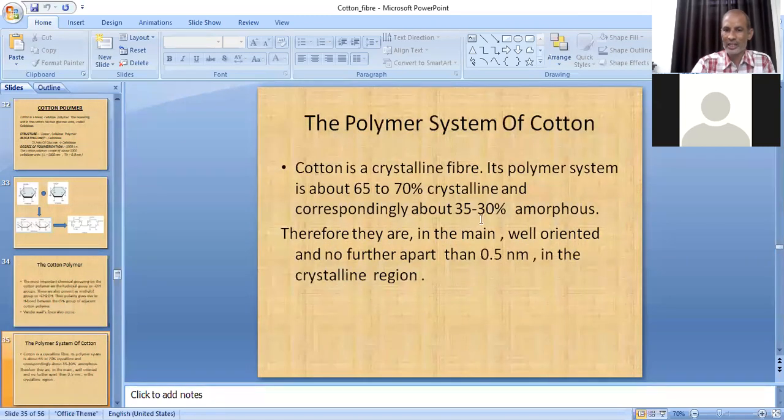30 to 35% amorphous regions are there. So these polar groups attract water molecules, and these water molecules penetrate into the amorphous regions, and due to this cotton fiber has good moisture regain, which we will cover when we take the physical and chemical properties. So these 4 slides are very important. Try to remember and understand them, because this will be used again and again whenever we take the properties of the cotton fiber.